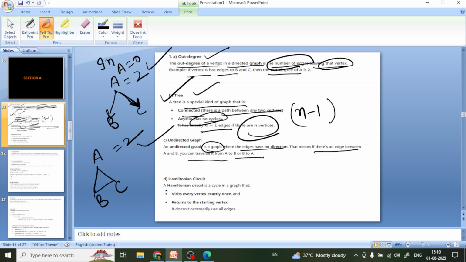Now next, Hamiltonian circuit. A Hamiltonian circuit is a cycle in a graph which visits every vertex exactly once and returns to the starting vertex. It does not necessarily use all edges. These 3 points should be kept in mind. First, it visits every vertex. For example, it starts from A to C and then C to B, B to A. It reaches the starting point. It returns to the starting vertex. It does not necessarily use all edges.